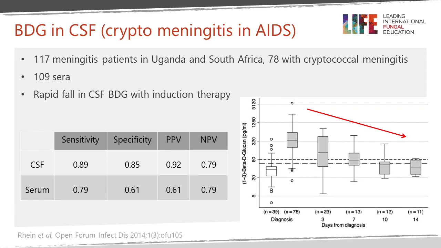But the CSF was also positive, which was interesting, with slightly higher sensitivity and specificity. And what was also remarkable is that the levels fell off in these patients as they were successfully treated in the CSF, but it didn't change as fast in the serum. There's a small number of patients in this study, but nonetheless the trend is obvious.